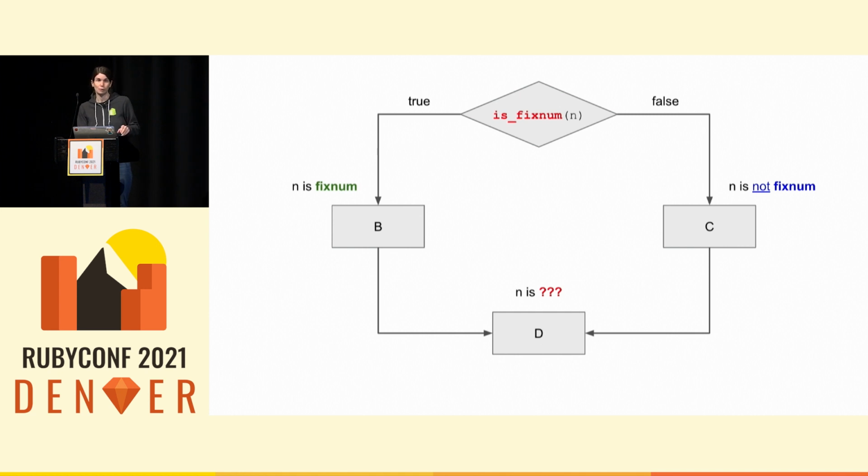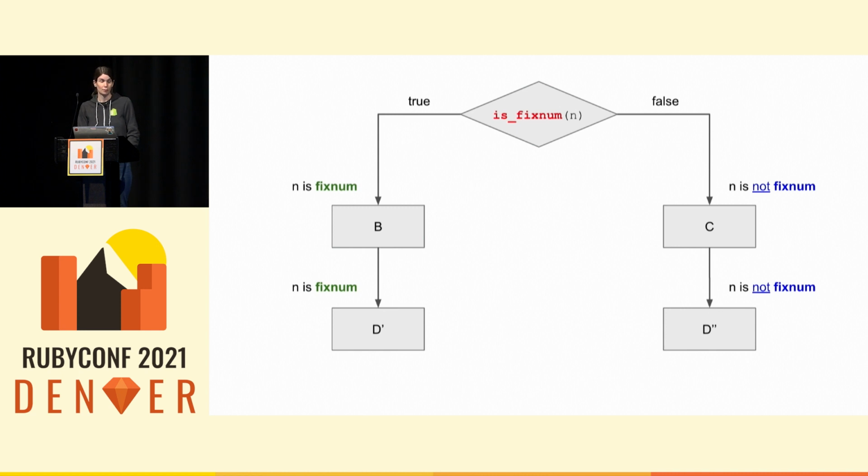Well, by generating multiple versions of code, we can do what's called tail duplication. And we end up with two versions of block D: D prime, where we know that n is a fixed num, and D prime prime, where we know that n is not a fixed num. So yeah, that's it. Compilation solved.